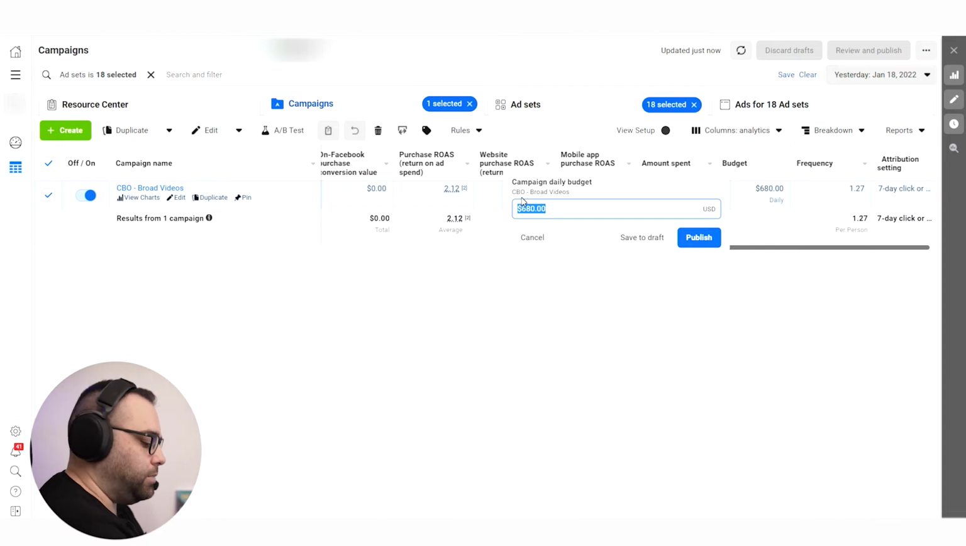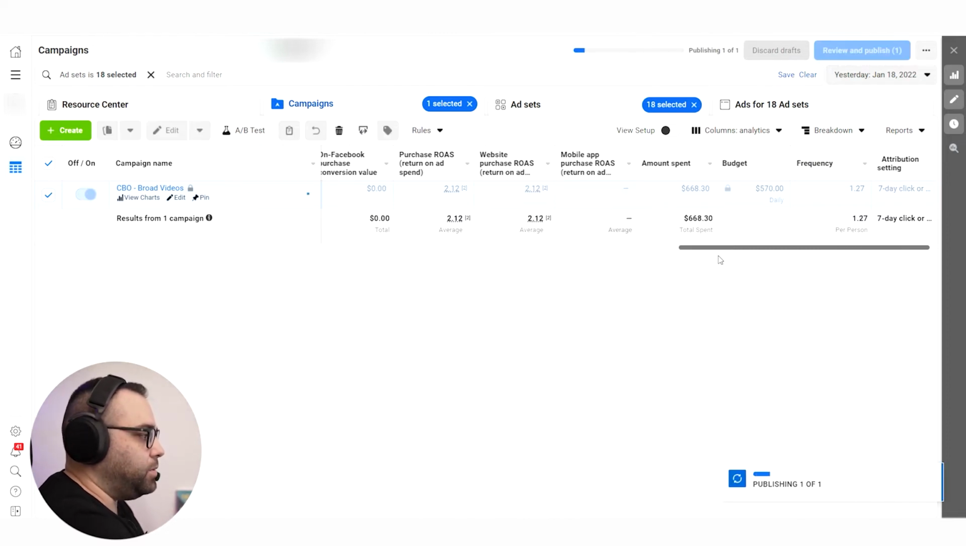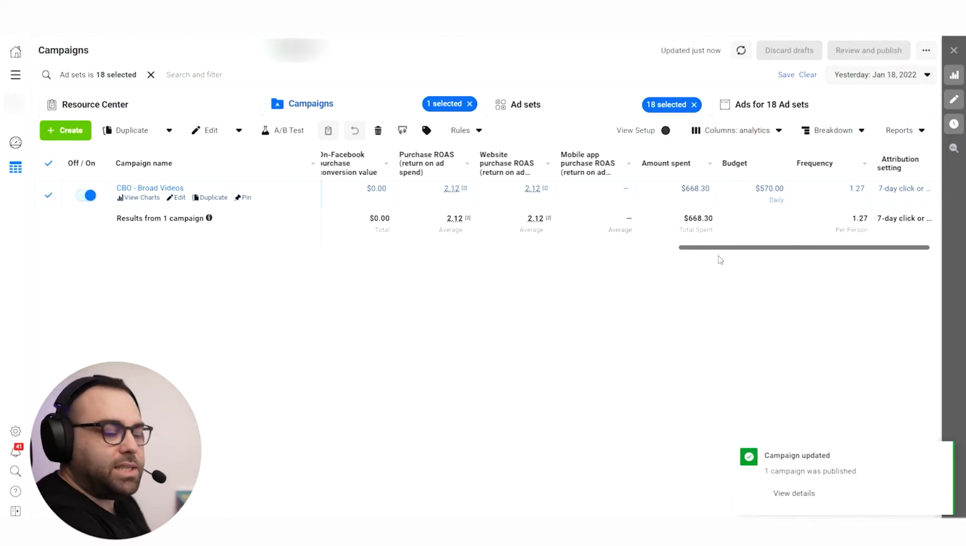553, we're going to put a little bit more. We're going to put 560 or 570. Let's put 570. We're going to publish. And this is how you do the optimization, okay?